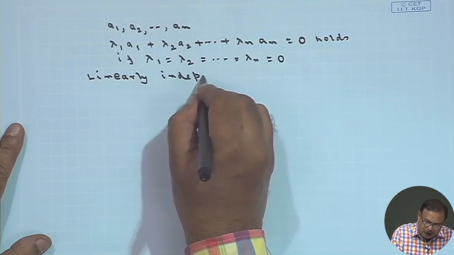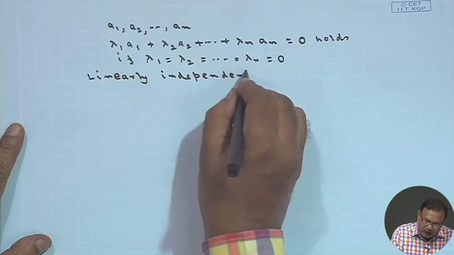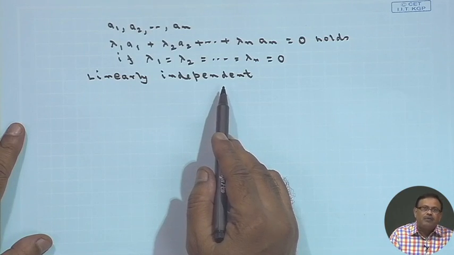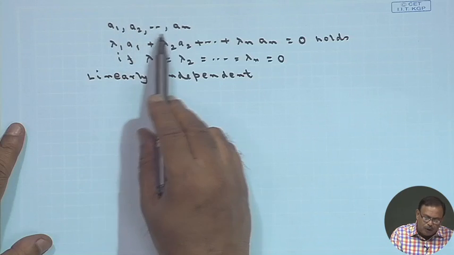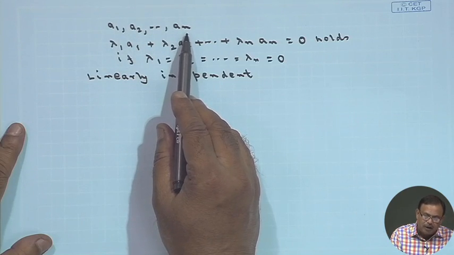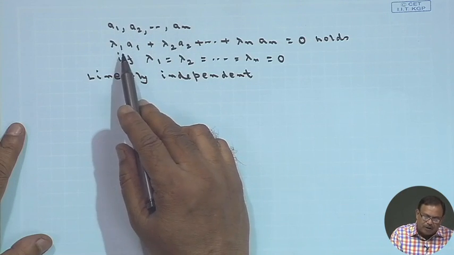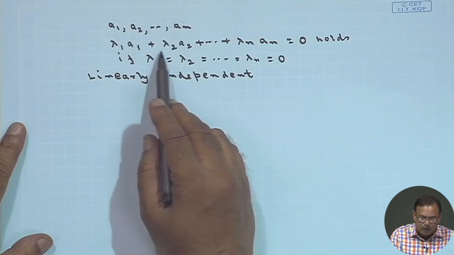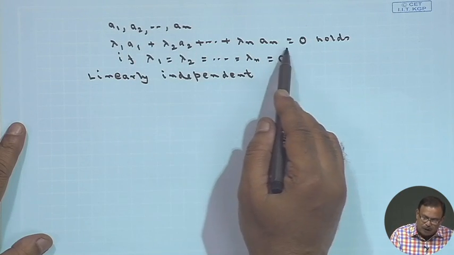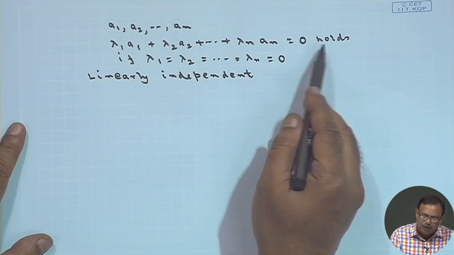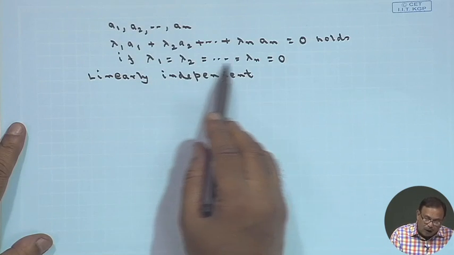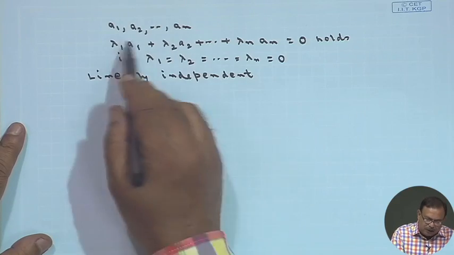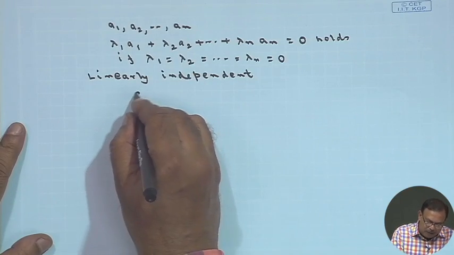This we will use frequently. So please note the definition of a linearly independent set of vectors. A1, A2, ..., An will be linearly independent if, for scalars lambda i's, we get an equation like lambda 1 A1 plus lambda 2 A2 plus ... plus lambda n An equals 0, and this holds only if all these scalars vanish. Then we say that these vectors are linearly independent.